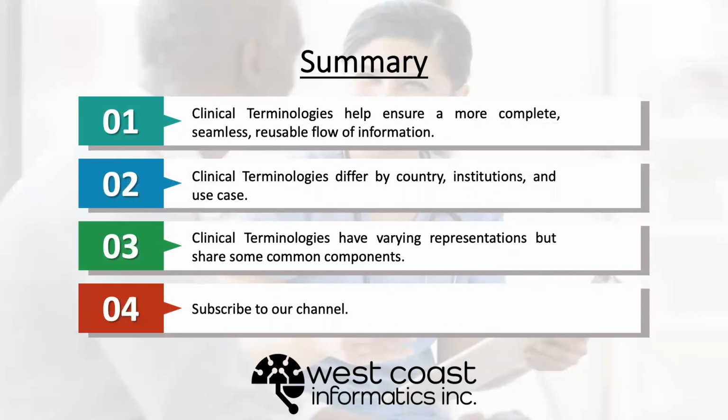In summary, clinical terminologies help us ensure a more complete, seamless, reusable flow of information by making sure that that data is representable and can be translated by language, by institutions, and by use cases, and that they have varying different representations, but they do share some common components like unique identifiers and textual descriptions, but there are definitely different formats that terminologies are released in, different components that some terminologies have that others do not.